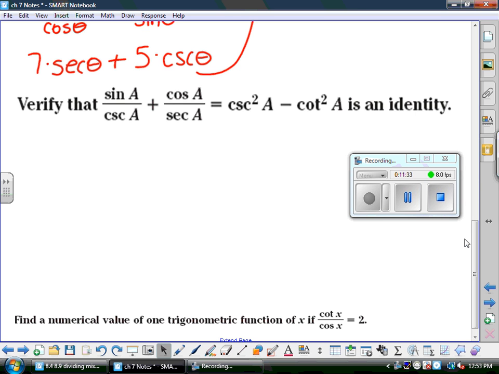The strategy that we're going to use here is we're going to change everything into sines and cosines. And technically for this problem, you could work on either side, changing it into sines and cosines, and you would get the right answer either way. I want to work on the left, and it's just a personal preference. It's not wrong if you chose to work on the right. It's also going to work, but I'm going to work on the left, and I'm going to change everything into sines and cosines. So I'm going to get sine A over cosecant, that's 1 over sine A.